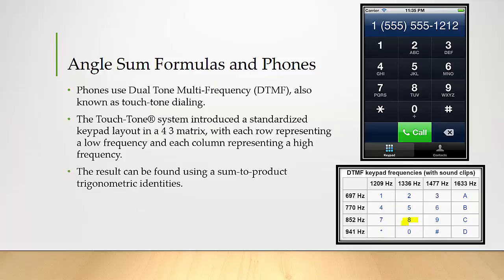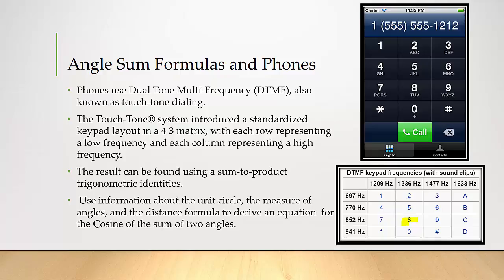Well, it uses something known as the sum to product trigonometric identities. So we have sinusoidal waves, which are the tones, and we're actually going to be deriving these formulas together today, or at least attempting to. So we want to use information about the unit circle, the measure of angles, and the distance formula to derive an equation for the cosine of the sum of two angles. One of the hints that we'll start with is to start with the difference of two angles first.